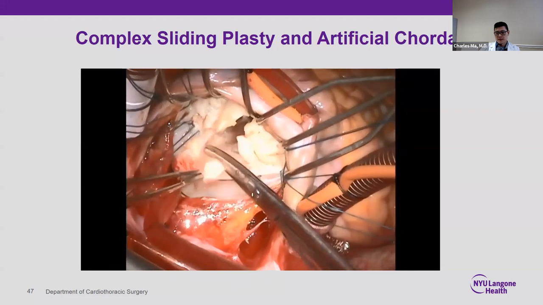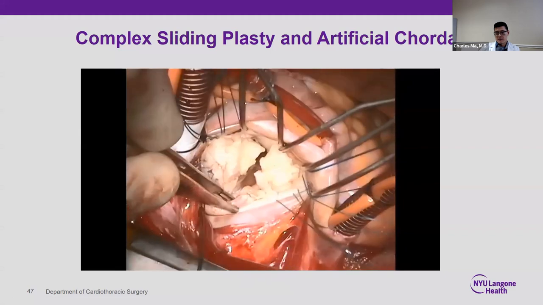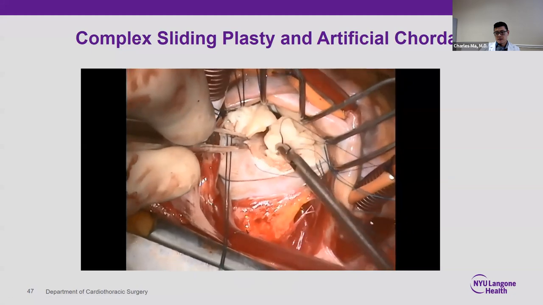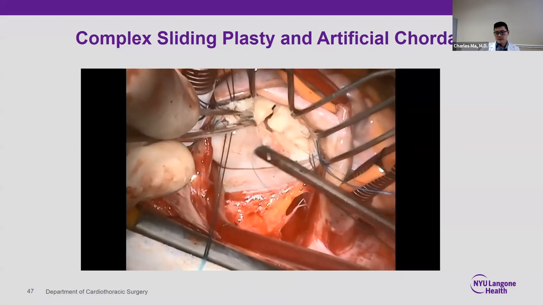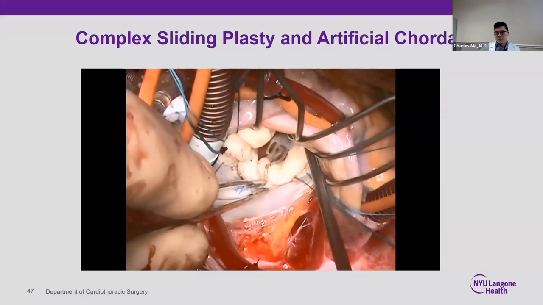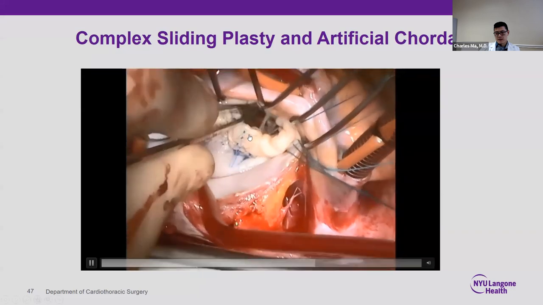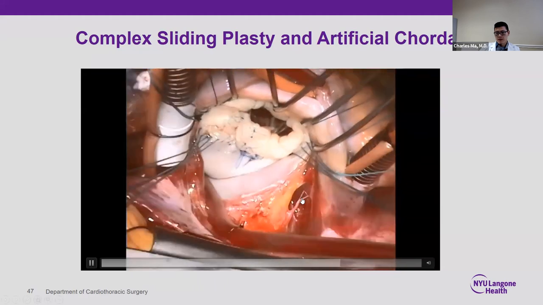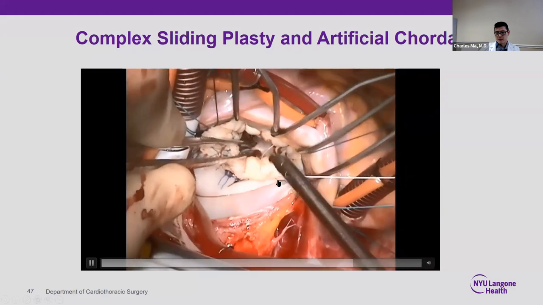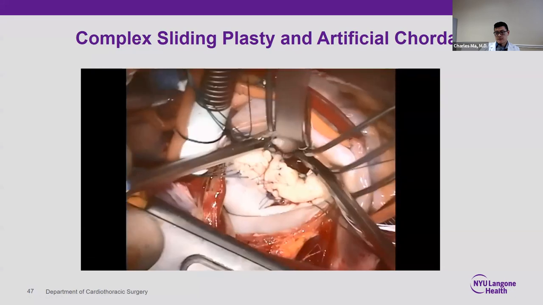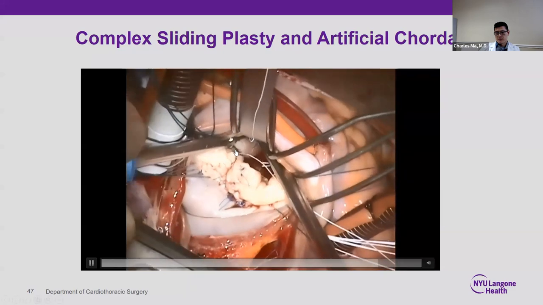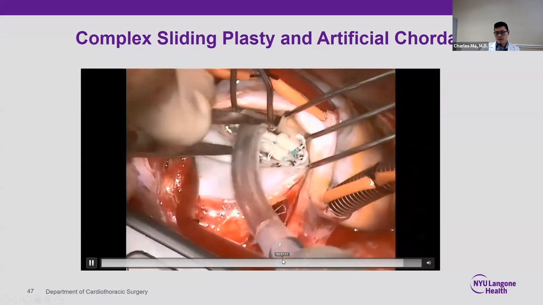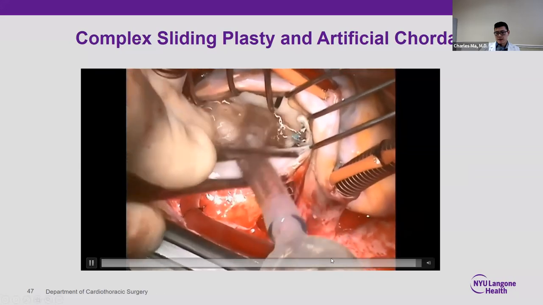So the prolapsing segment has been resected here in the posterior leaflet. Here's a folding plasty technique to reduce the height of that leaflet. Then look here, there's a cord here that is supporting this free edge that we have to replicate with an artificial cord to add support to this leaflet. So here are artificial cords going in, both sides of the papillary muscle to support both sides of the repair. Now we've reestablished mitral valve competence.